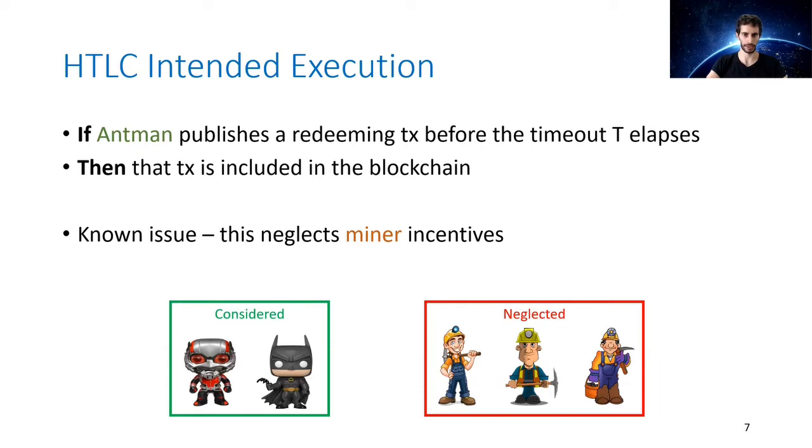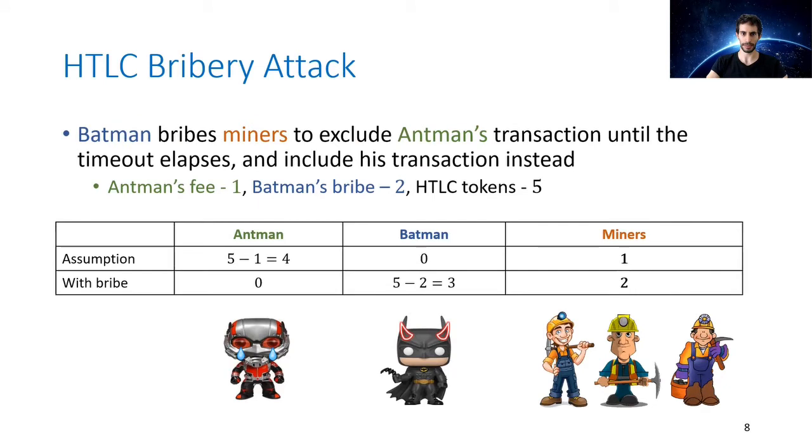There is a known issue here. This assumption neglects miners' incentives, specifically their MEV optimizations. This misalignment opens a bribery attack opportunity for Batman. He can bribe the miners to exclude Ant-Man's transaction until the timeout elapses, and then to include his transaction instead.